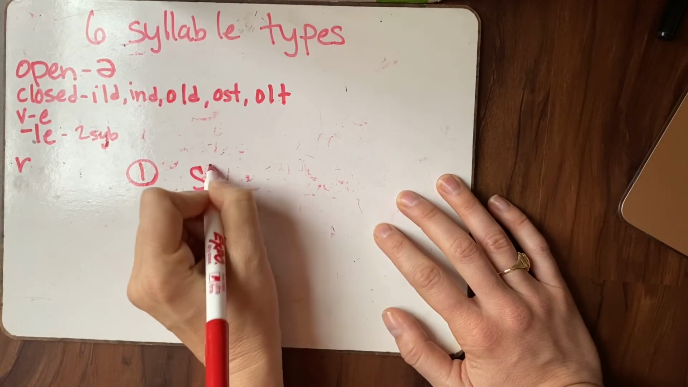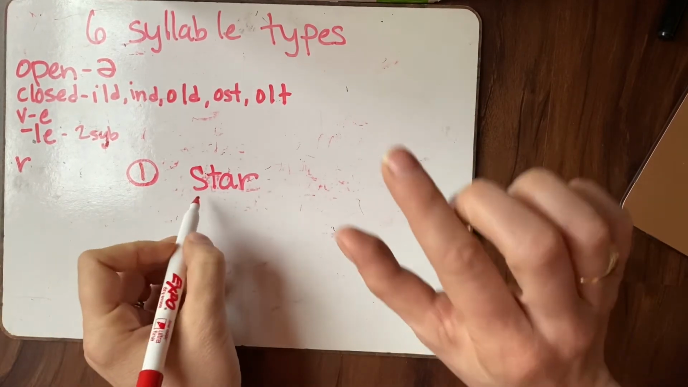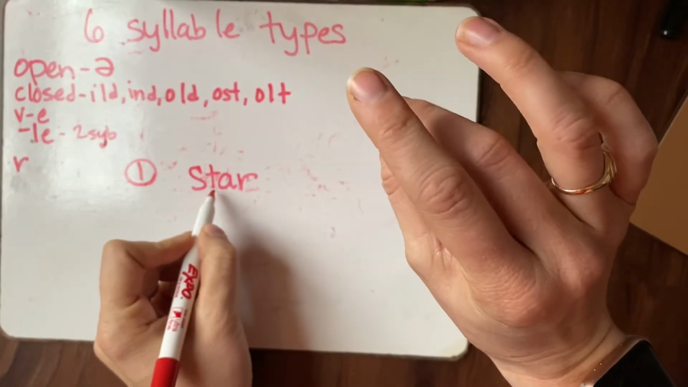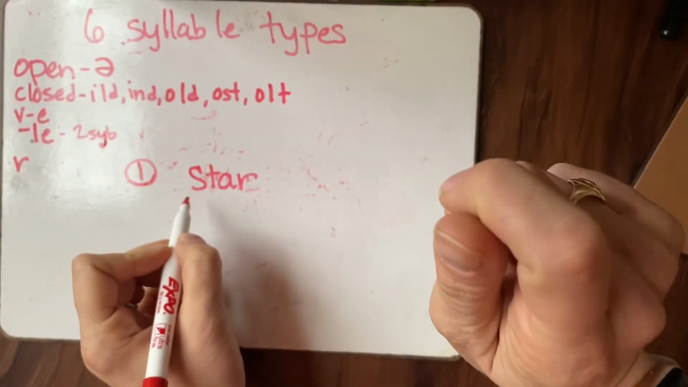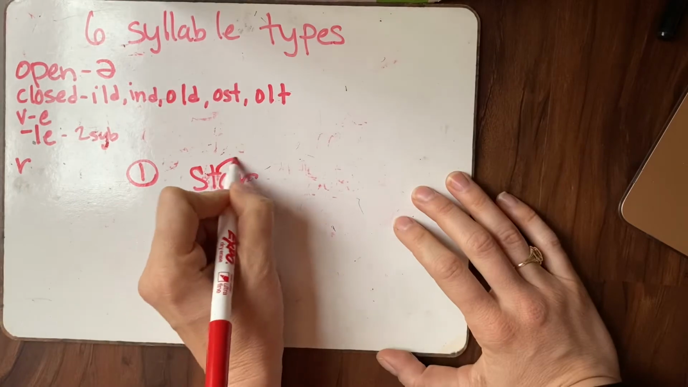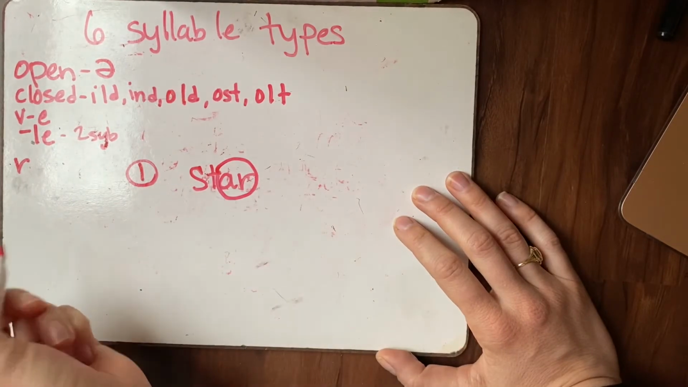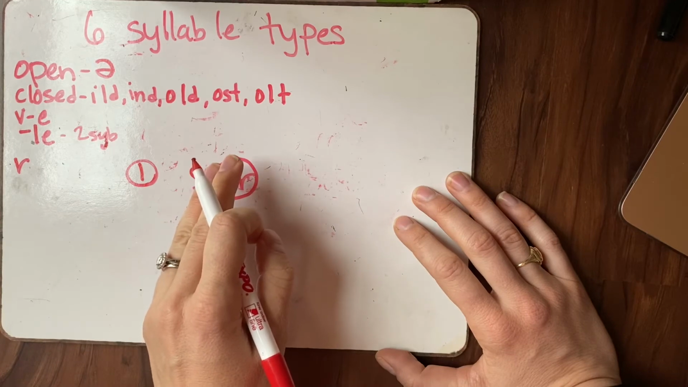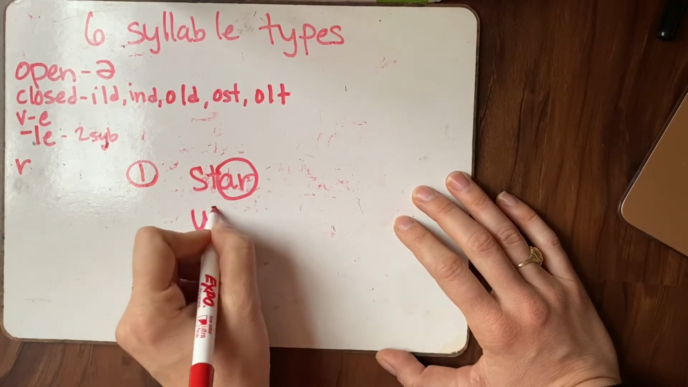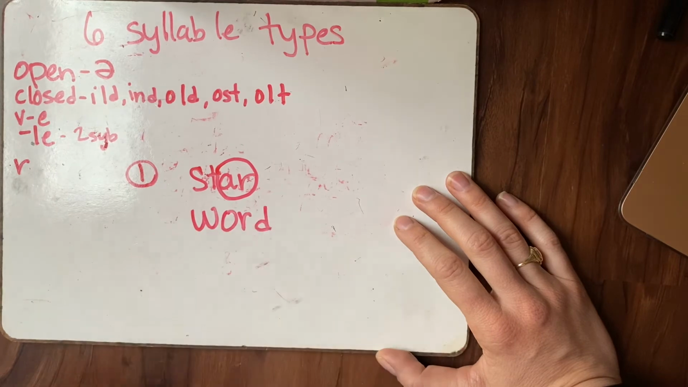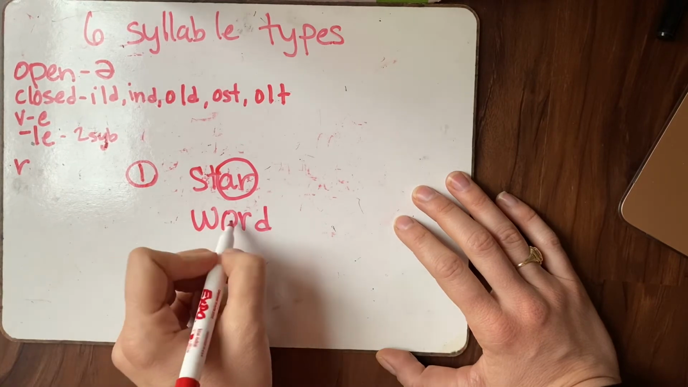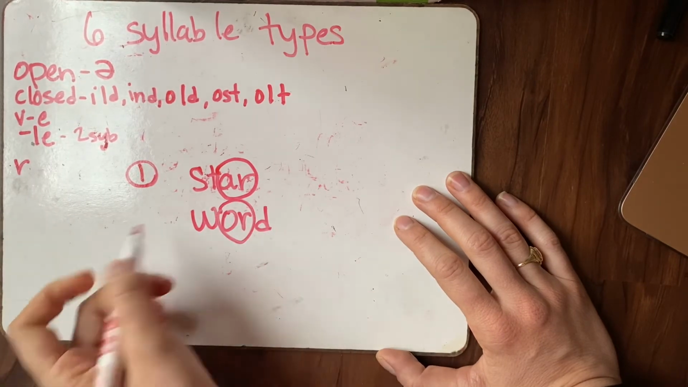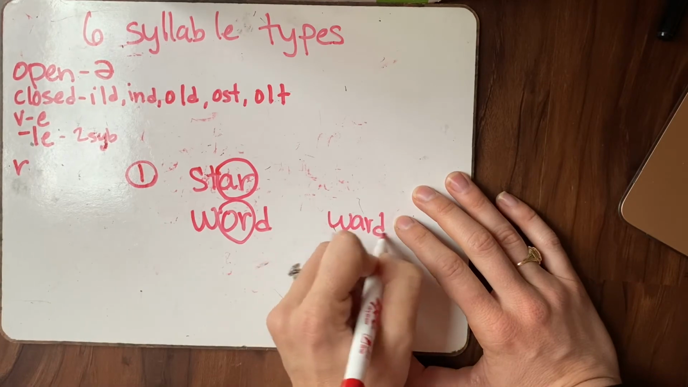So I might see this in star, because when I'm tapping out star, I don't go star-a, right? That doesn't work. The R is changing the sound of it and it's making it be star. I could also have it in something like word, where the R is changing it. I'm not saying ward, right? I'm trying it as erd.